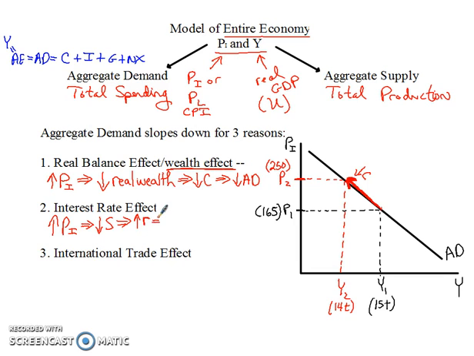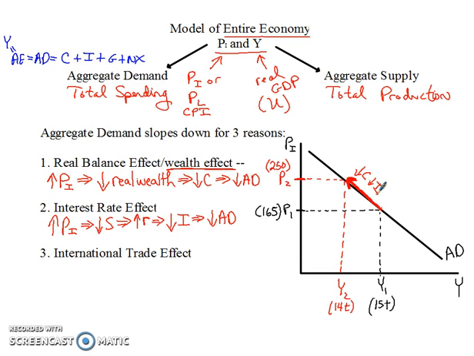If interest rates go up, that means companies are going to borrow less money. It's more expensive to borrow money, so they're not going to borrow as much, and as a result, investment is going to decline. And if investment goes down, well, here it is, that's part of aggregate demand. If investment goes down, aggregate demand is going to go down. And again, that means you're going to move along the curve, in this case because of a decrease in investment.